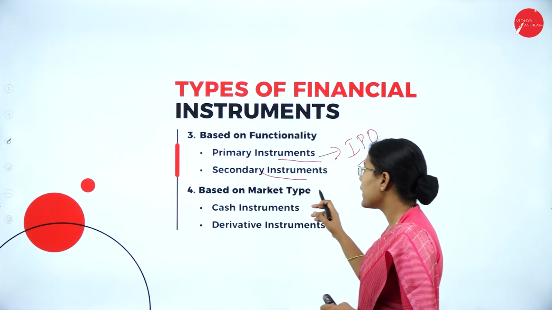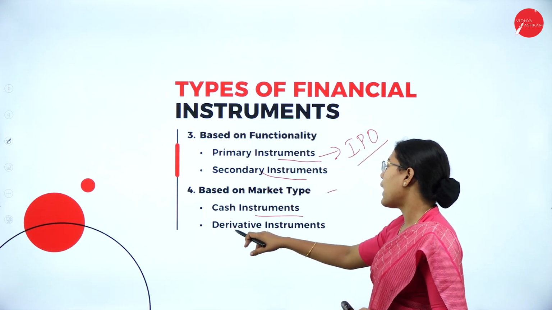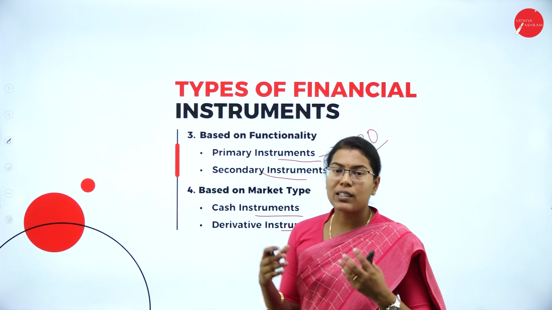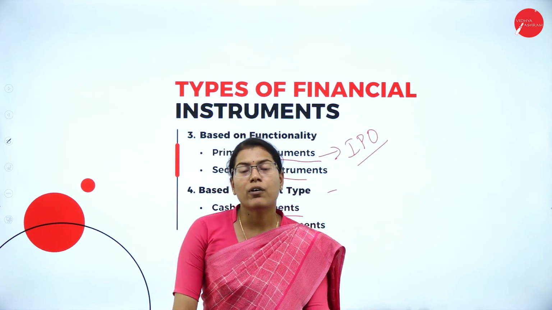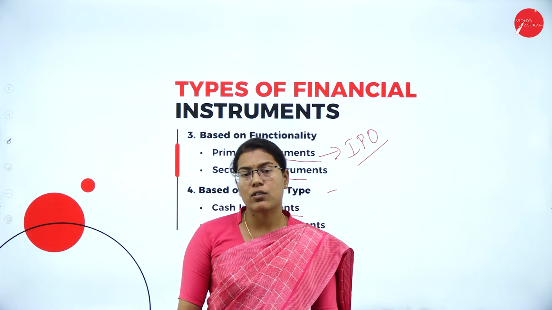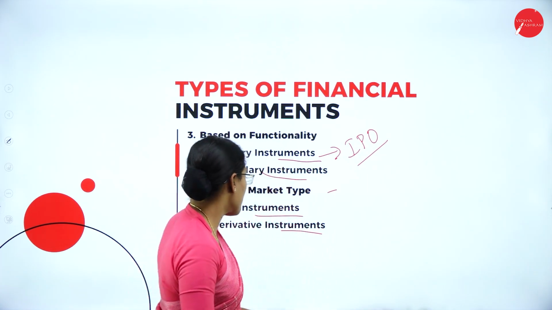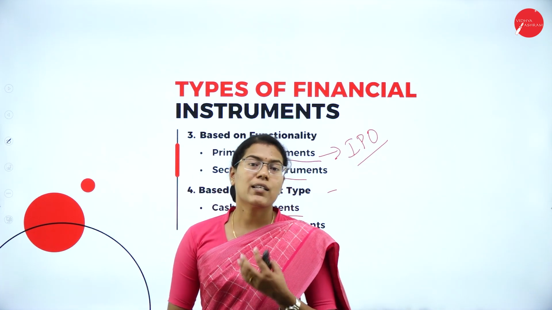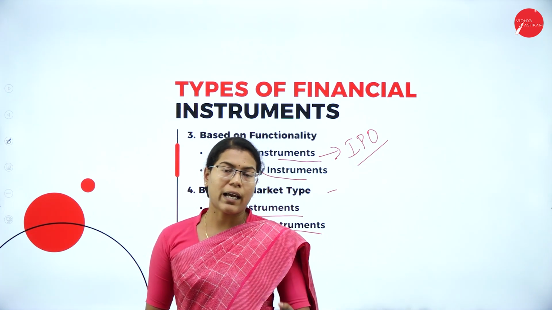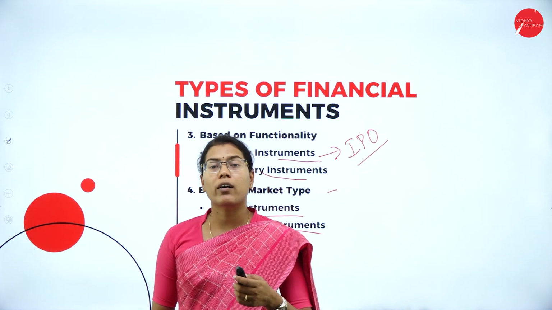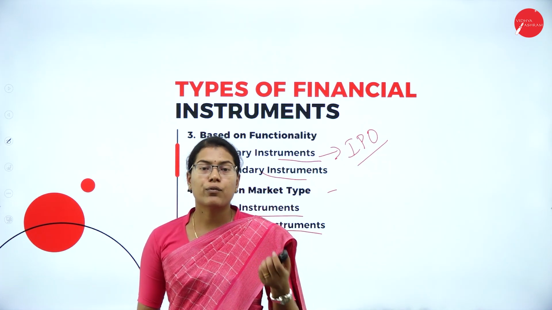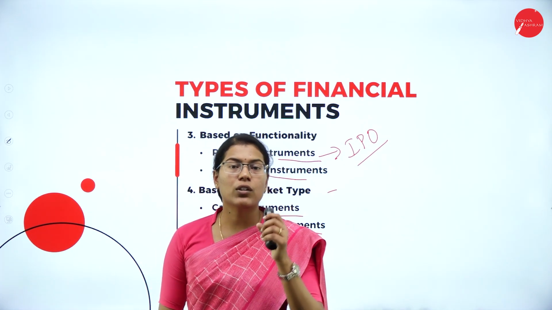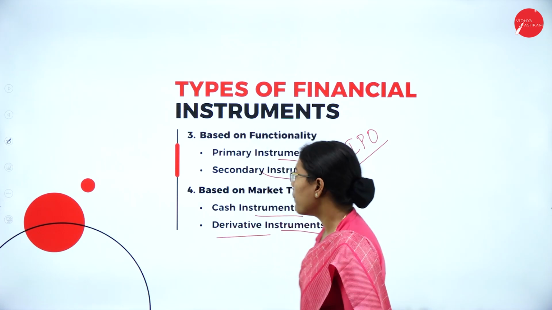Again, based on the market type, we have cash instruments and derivative instruments. Cash instruments refer to the stocks, bonds, debentures, whereas derivatives refer to the options and futures contracts, which are not based on the amount or the cash investment, rather it is a contract that is made for a future date, based on the commodity they want to buy.